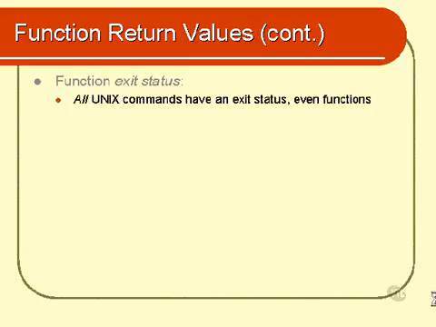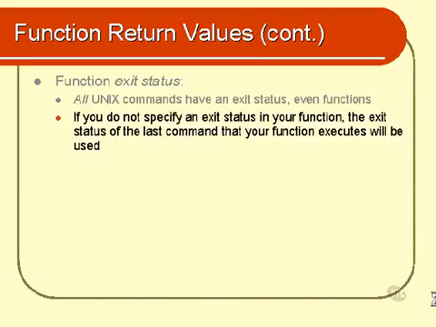Now, also, every other Unix command produces an exit status, and functions are actually no exception. They produce exit statuses as well, even if you don't explicitly program your function to set one yourself. It works like this. If you do not specify an exit status for your function, then the exit status of the last command that your function executes will be used. So if the very last thing that your function does, for example, is an ls, then the exit status of the ls program will be the exit status of your function.